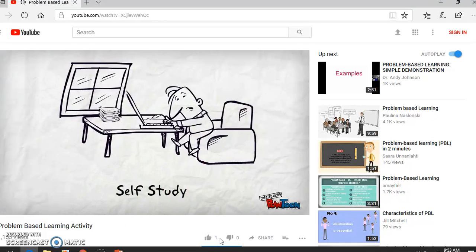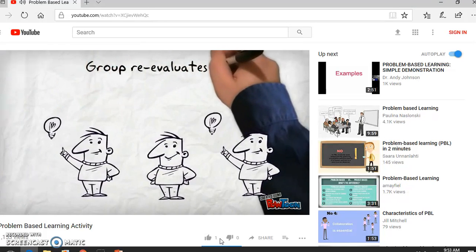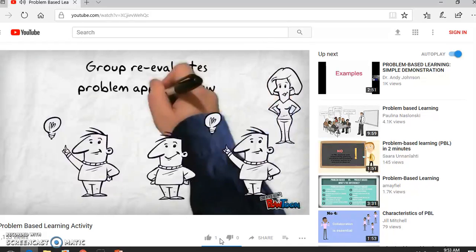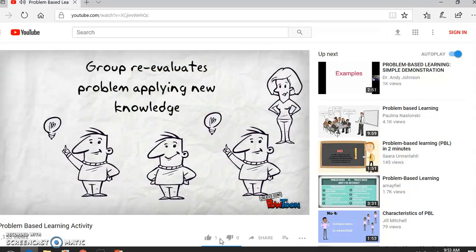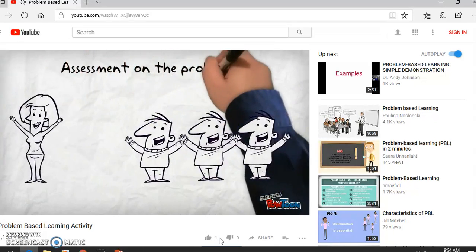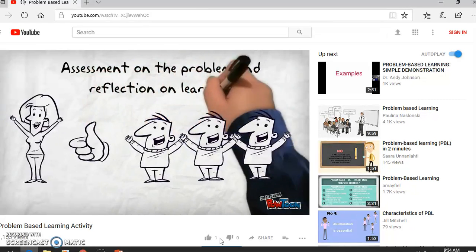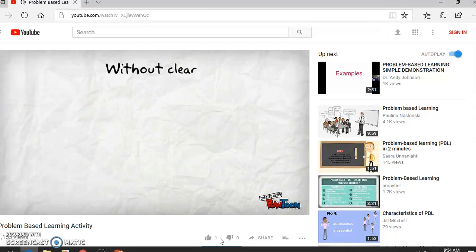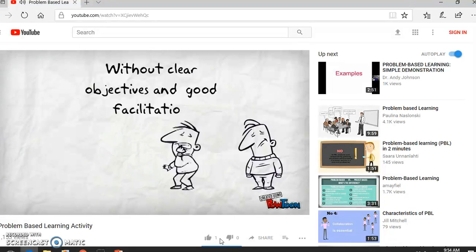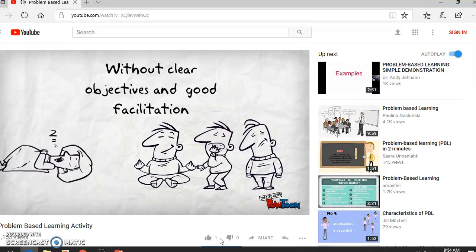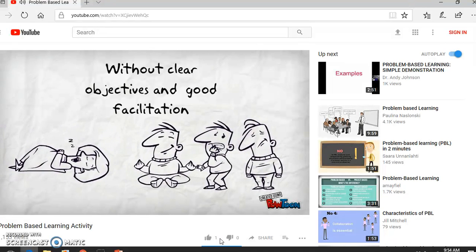This is when the group breaks off for self-study to research and gain new knowledge. The group then reconvenes and evaluates the problem by applying the new knowledge. They then present an assessment on the problem and reflect on their learning. It is important to note that without clear objectives and good facilitation, students can be lost as to how they are to engage in problem-based learning.